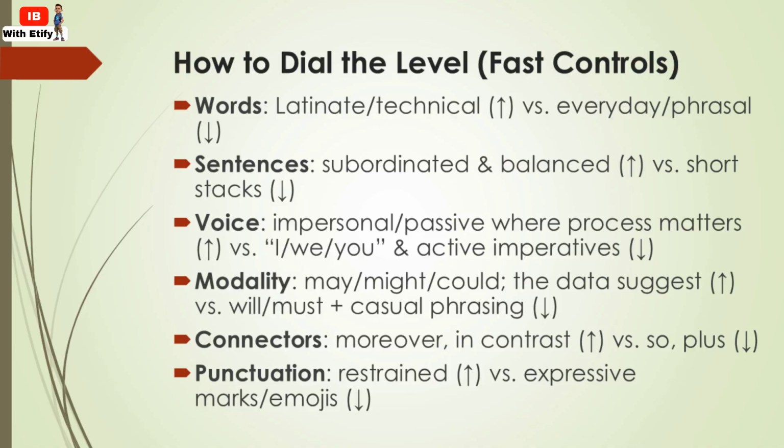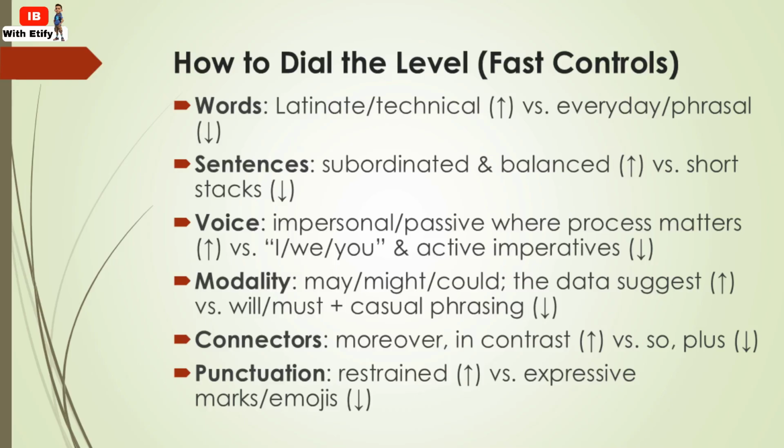Voice matters. Impersonal frames and occasional passive make the tone more formal when the process is the point. First person and active imperatives sound more informal and direct. Modality and hedging adjust certainty. May, might, could, and the data suggest raise formality. Will and must sound bolder and, paired with casual phrasing, slide you down the ladder. Even your connectors and punctuation carry signals. Moreover, in contrast, and restrained punctuation read formal, while so, plus, strategic dashes, and, used sparingly, exclamation marks read informal.